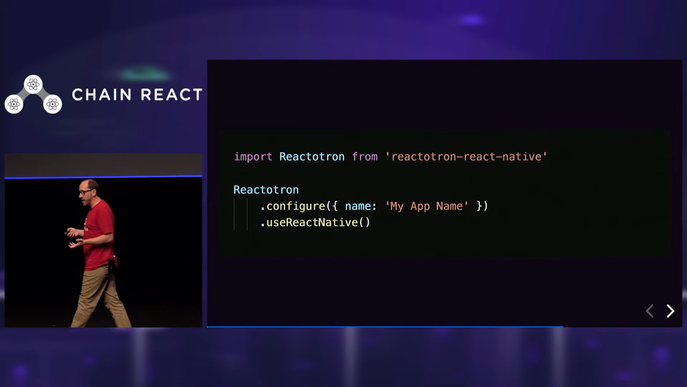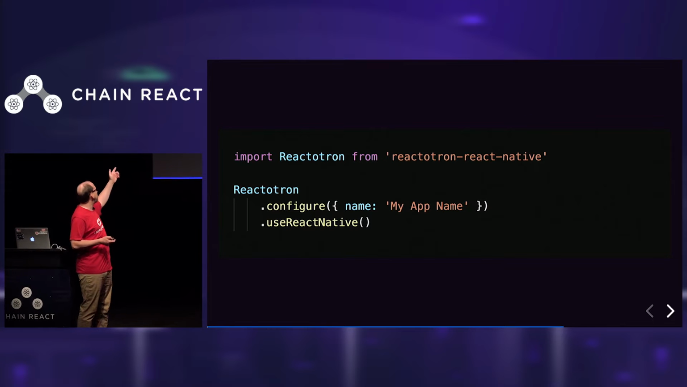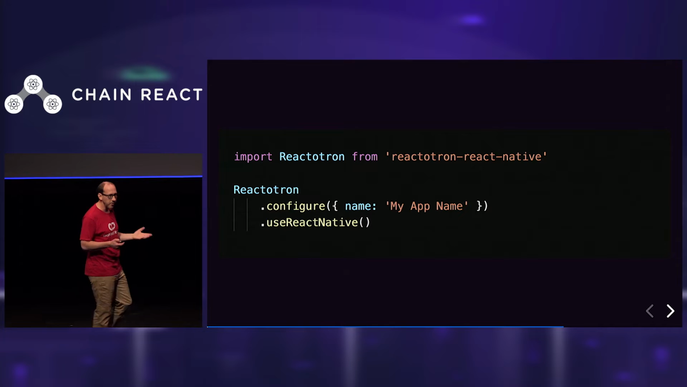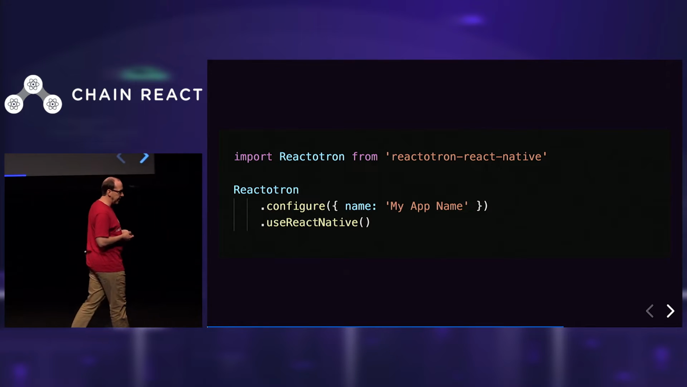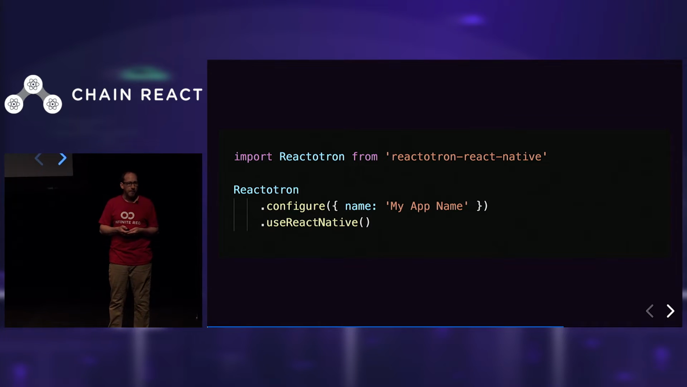Setting up Reactotron doesn't take much code. Just somewhere in your startup, you need to do this. Import Reactotron, and then make a configure call. You can pass in a bunch of different parameters there. That one is not even required, but the documentation explains it. And then we recommend you start with this call, useReactNative.